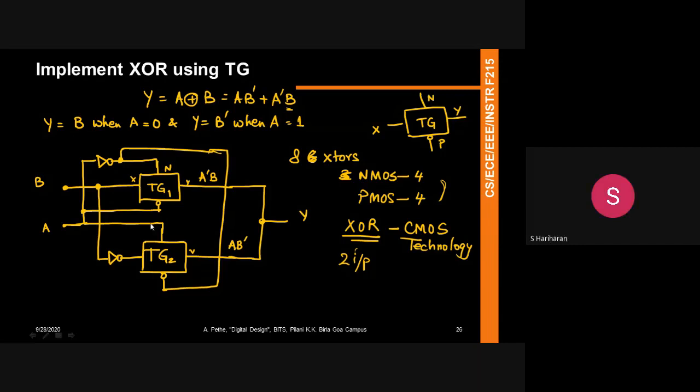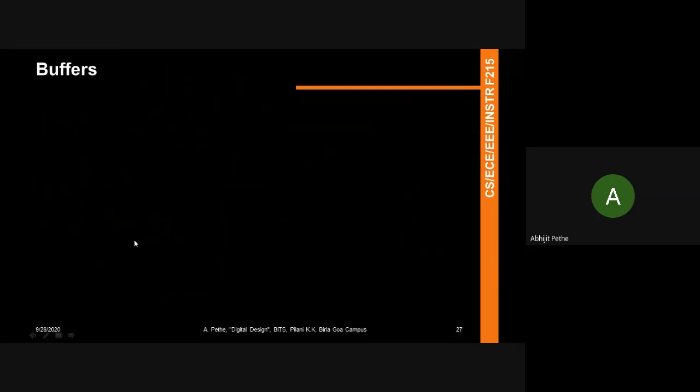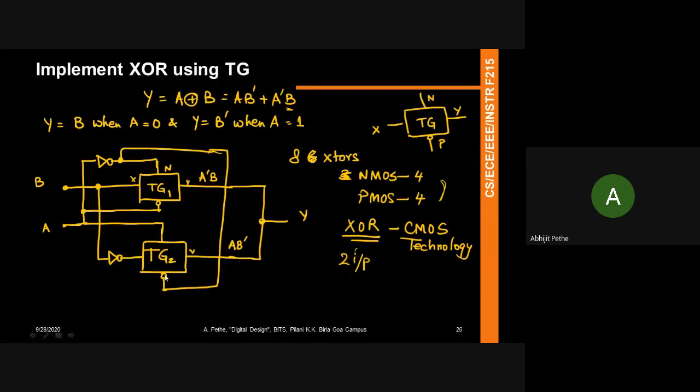Correct? Yes. Now if I look at TG2 on the other hand, I want TG2 to turn on when A is equal to 1, and at that point I will send B prime to Y. So I am again giving my N input as A and P input as A prime. So TG2 turns on when A is equal to 1, TG1 turns on when A is equal to 0. When TG1 turns on, my output becomes B. When TG2 turns on, my output becomes B prime. Because when TG1 is turning on, TG2 is shut off, so it is a high impedance, so I don't need to consider a gate. I can just short the two outputs. That gives me the functionality at the output. Am I clear? Got it.